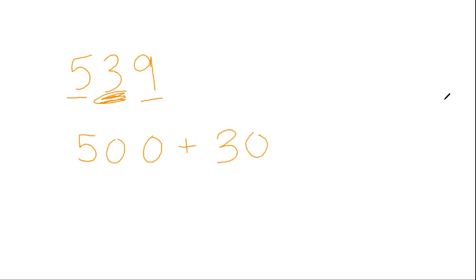Okay, I'm going to go to my ones, which is a 9. If I have 9 ones, it's just worth 9. So the number 539 written in expanded form is 500 plus 30 plus 9, just like in our video example. Let's look at another example.